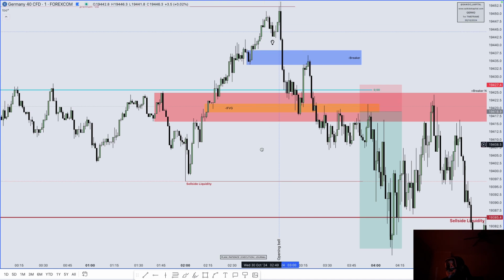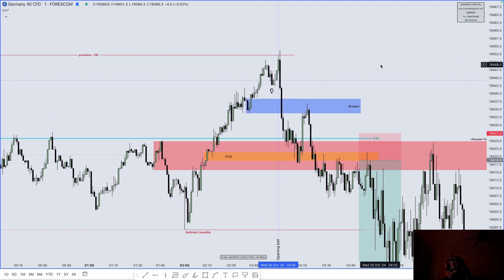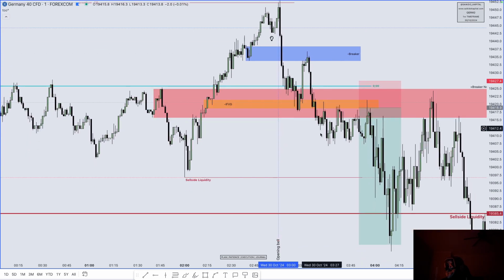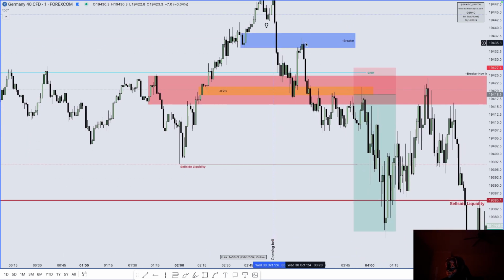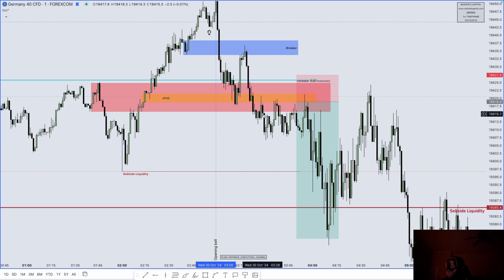I said, okay, we could push higher, take out this high, maybe start to drop later on, maybe around 4 o'clock. I said, no, I'll wait for something here. And then when me and the team saw price breaking and closing below this inversion fair value gap, and also turning this bullish breaker here into an inversion, I said, okay, I'm watching that fair value gap and this inversion fair value gap. We went short right there.